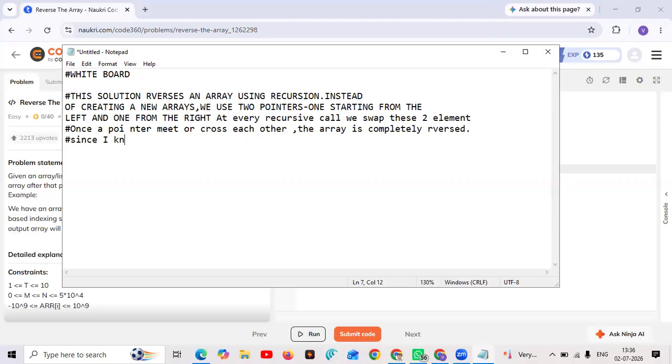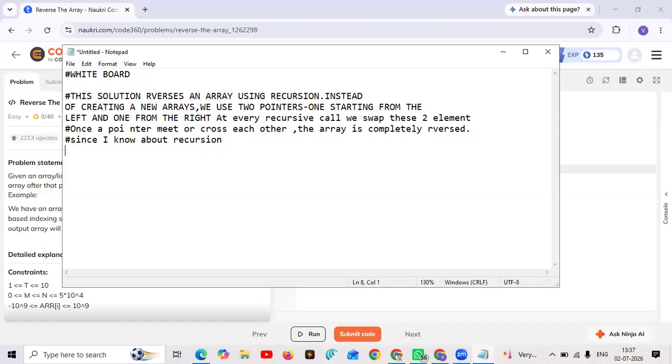Since I know about recursion, the introduction immediately tells the interviewer. This is the answer we have to deliver to the interviewer.